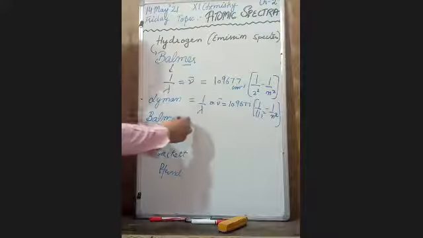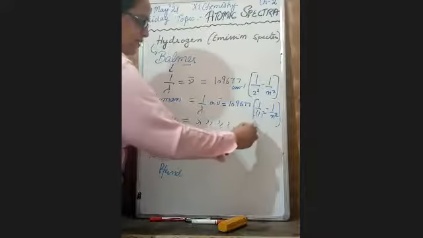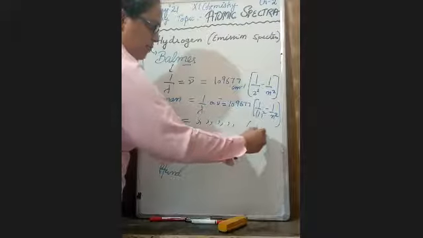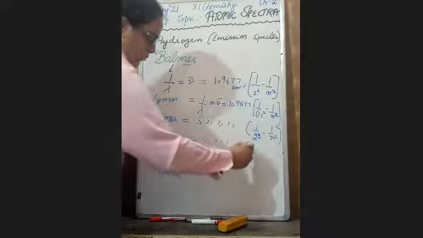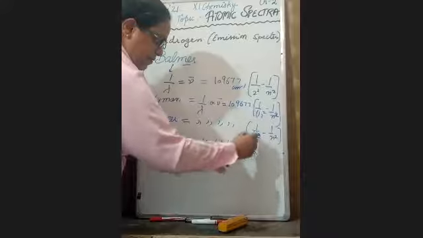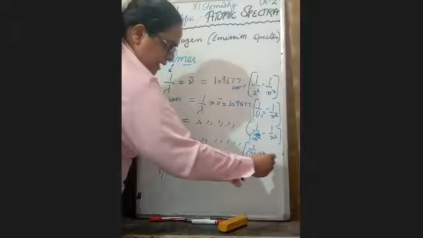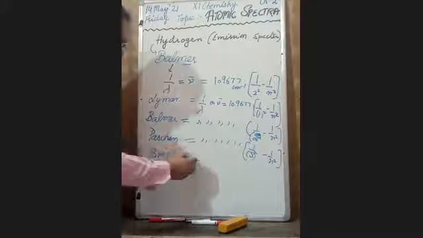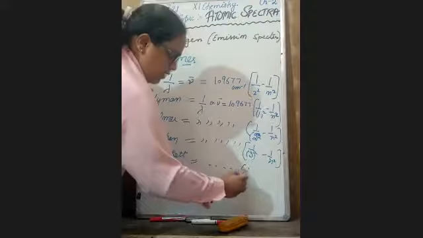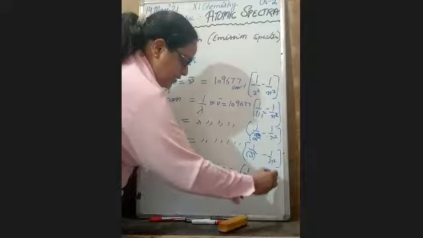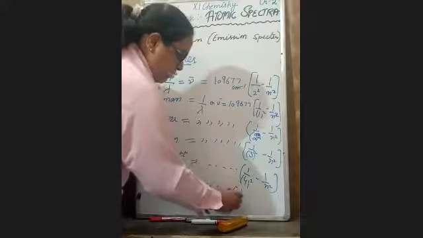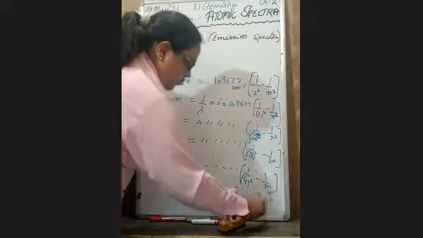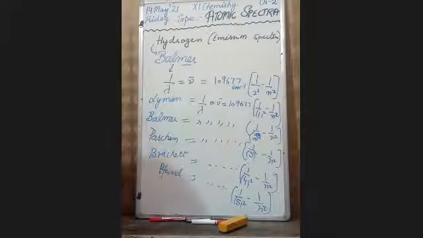And for Balmer it is the same, but the expression is 1 over 2 square minus 1 over n square. In Paschen everything is the same, but here it is 1 over 3 square minus 1 over n square. In Brackett, everything is the same. Here 1 over 4 square minus 1 over n square. In Pfund, everything is the same, 1 over 5 square minus 1 over n square. These are the different lines found in the atomic spectra of hydrogen atom.